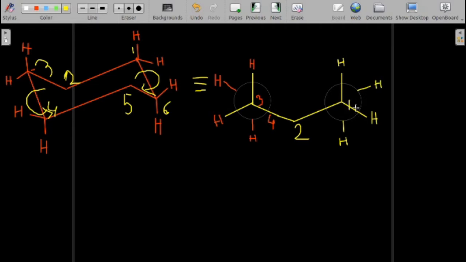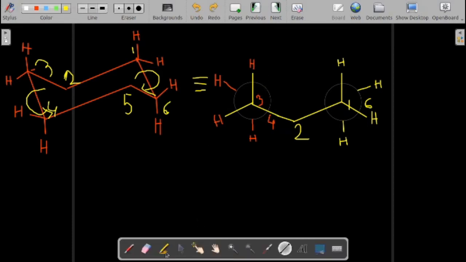And opposite this C1 carbon is C6, and here we see that the C5 carbon is connected to C6 as well as C4. So here we sketch that. This is the C5 carbon.